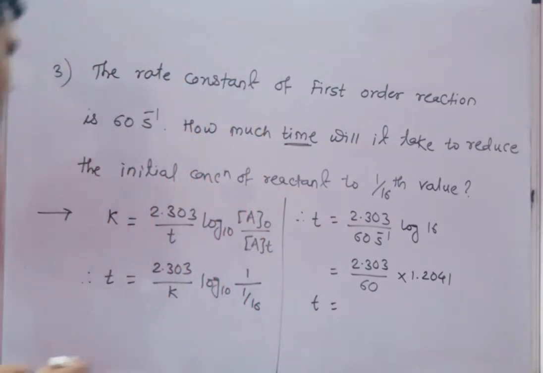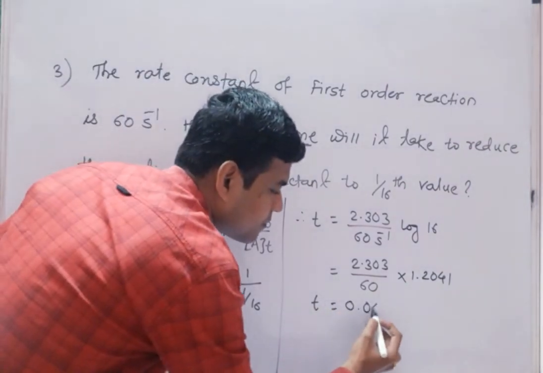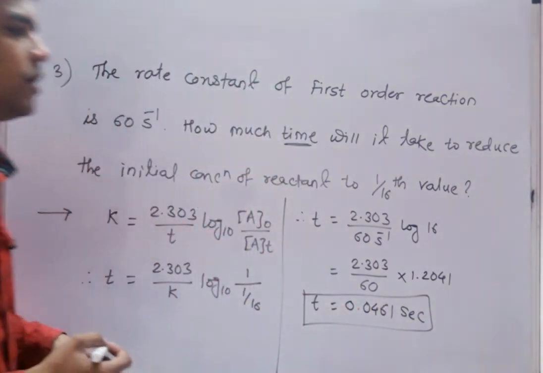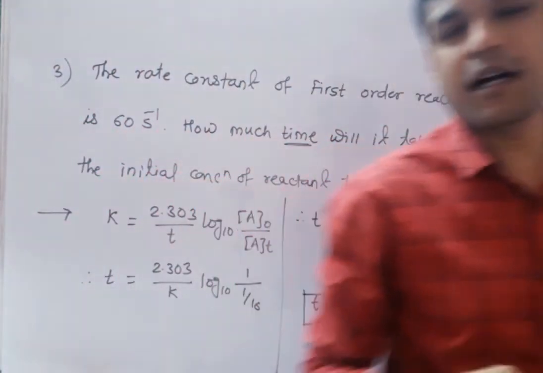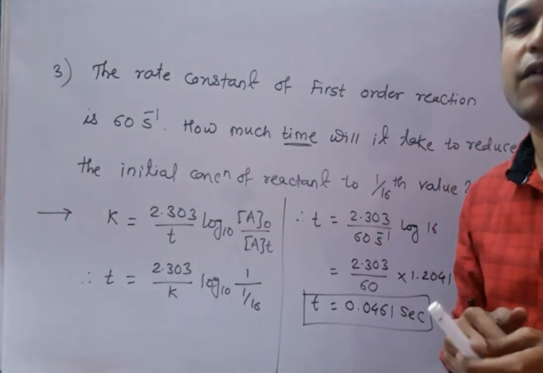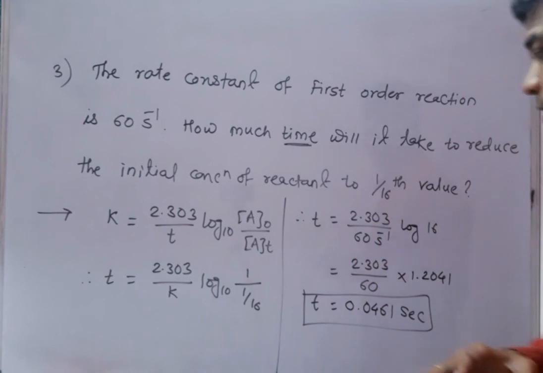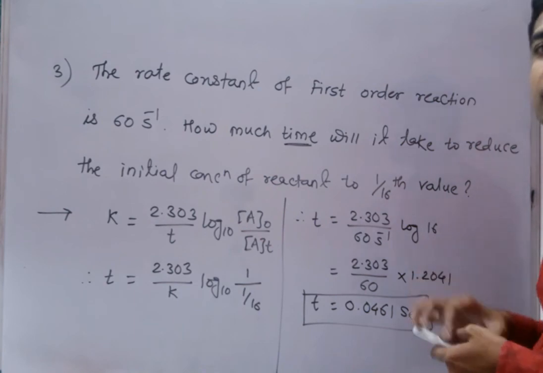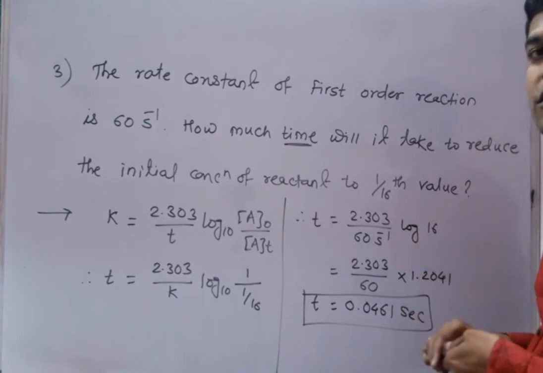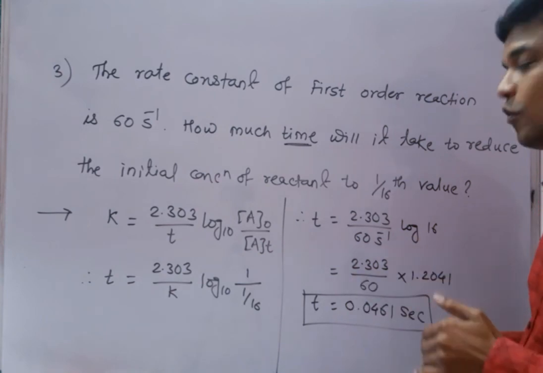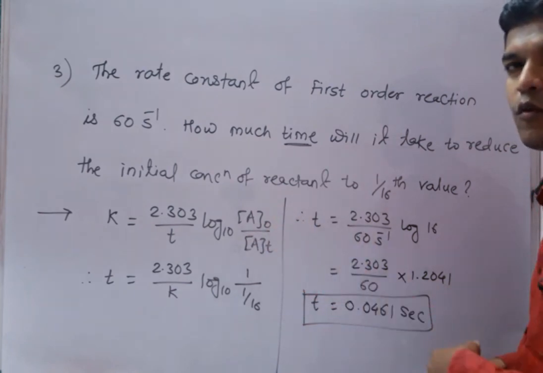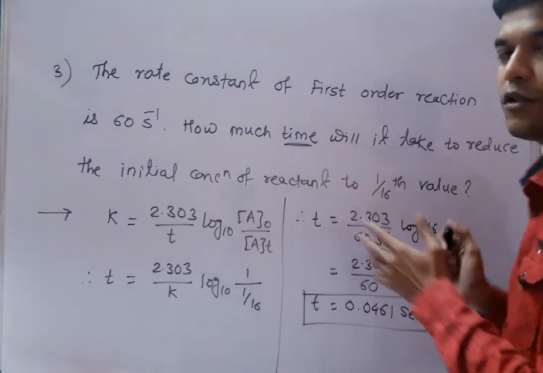ओके, अगर ये कैलकुलेशन आपने किया दोस्तों तो ये आता है नियर अबाउट 0.0461 सेकंड. ओके, तो अगर इनिशियल कॉन्सेंट्रेशन आपने 1 लिया तो 1/16 इनिशियल वैल्यू के रिड्यूस होने के लिए इतना टाइम लगेगा, 0.0461 सेकंड. ओके, सो that microscopic time it will take to reduce initial concentration to 1/16th of its initial value. ठीक है, तो इतना टाइम लगेगा. नोट डाउन दिस कैलकुलेशंस. ओके.